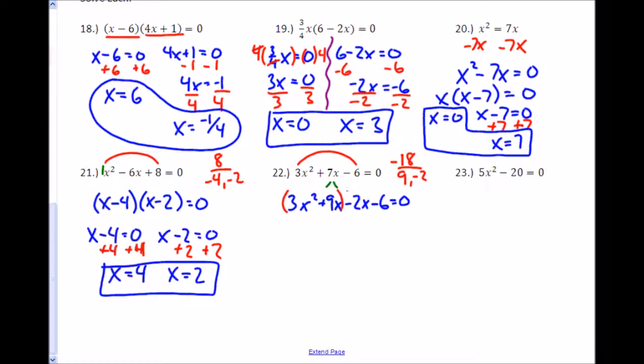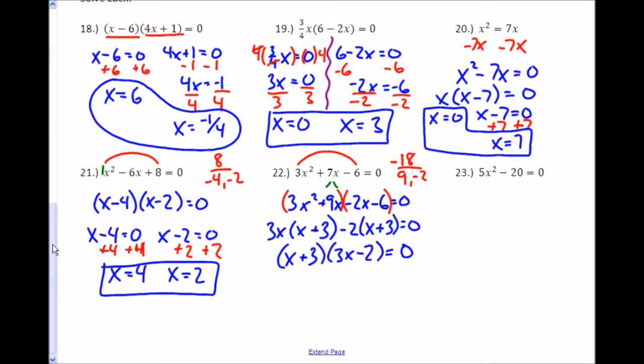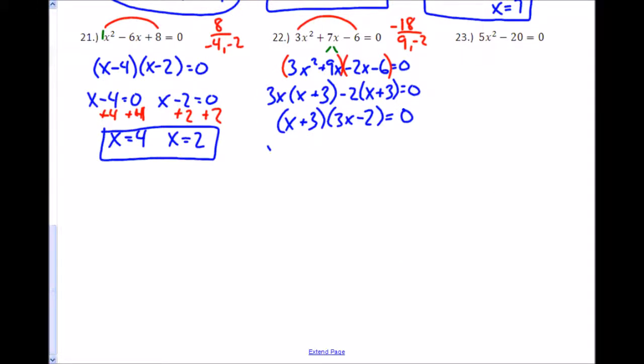So I group the first two together, group the second two together. Out of the first two terms, I can factor out a 3x, which leaves me with an x plus 3. Out of the second two terms, I can factor out a negative 2, which leaves me with an x plus 3. So now my two factors are the x plus 3 times the 3x minus 2. This equals 0, and now my zero factor property comes into play.